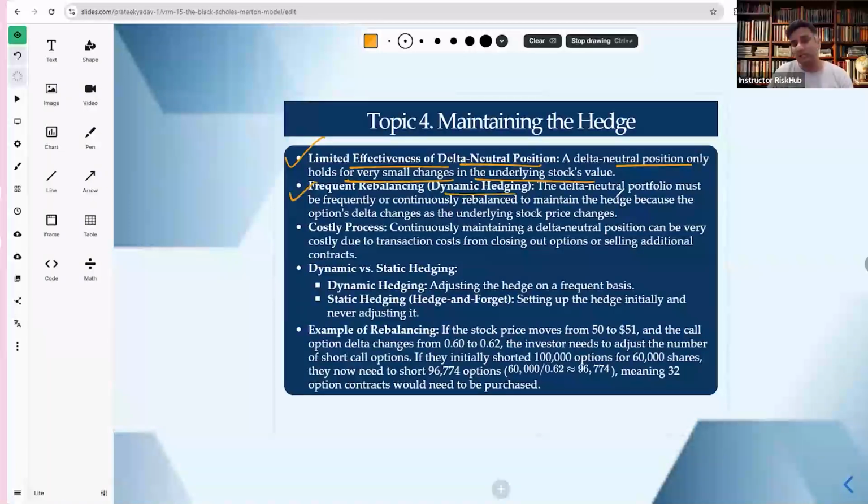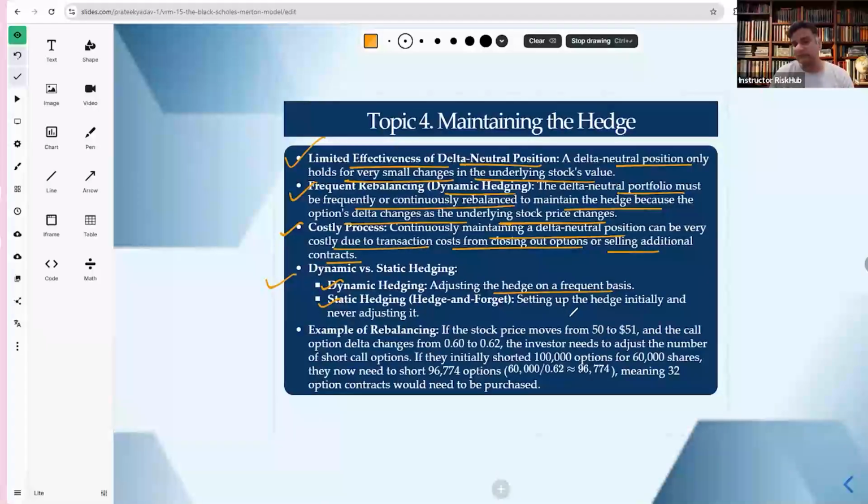Frequent rebalancing, dynamic hedging, has to be done. It must be frequently or continuously rebalanced to maintain the hedge, because the option delta changes, the underlying stock price changes, and the stock price never remains constant. It is a costly process. Continuously maintaining a delta neutral position can be very costly due to transaction costs, right, of selling additional contracts. Dynamic hedging means adjusting the hedge on a frequent basis.